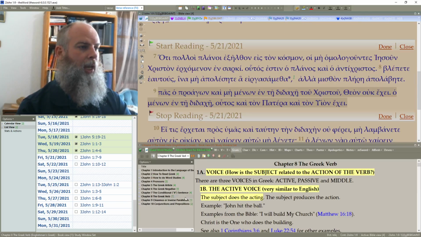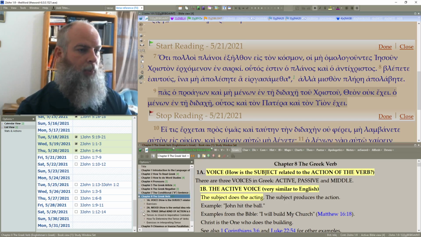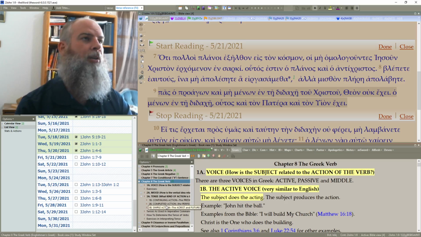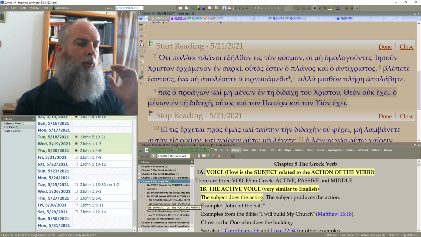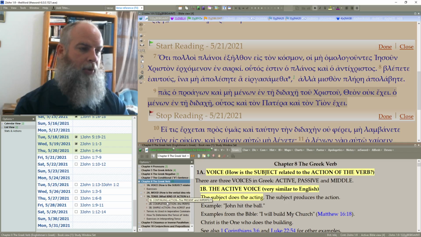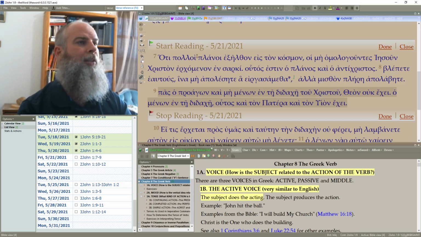So let's go ahead and we're going to bring up the Greek verb here just a little bit, specifically tense, since we did that recently. Now remember, continuing action, the present and imperfect, completed actions, the perfect, and simple actions, the aorist and future. Okay, excellent. Let's go in here.